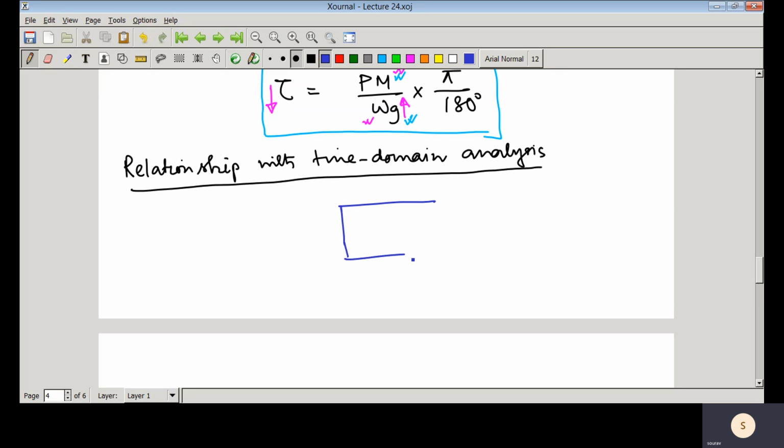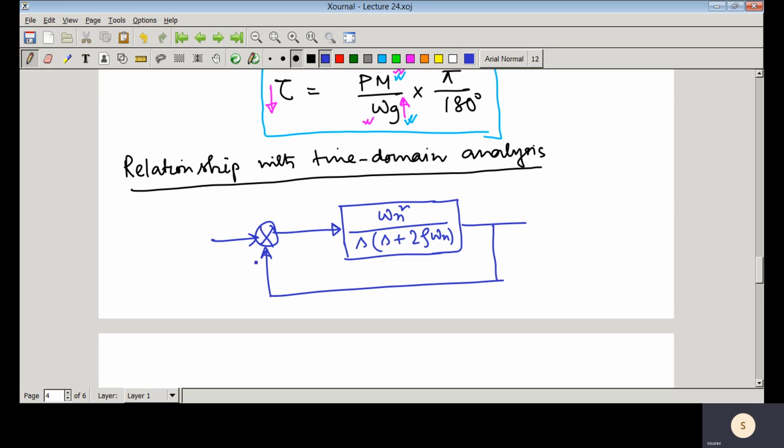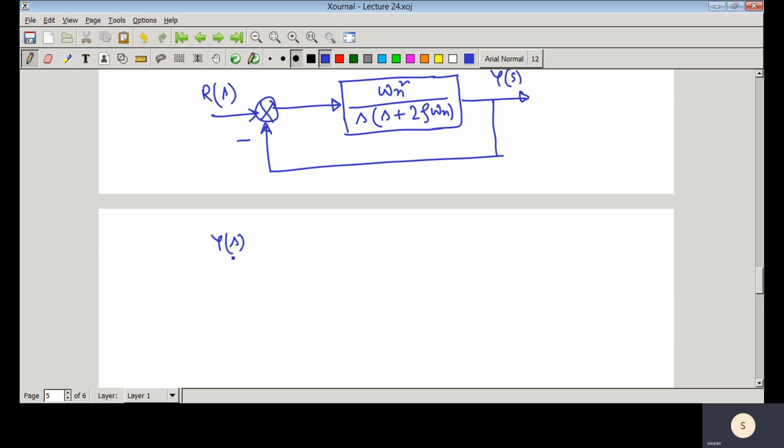So here we have the loop transfer function, omega n square by s into (s plus twice zeta omega n), and if we close that loop with negative feedback, with this being the reference command and this the output, what is the closed loop transfer function? Y(s) by R(s) would be, in the standard normalized second order transfer function form, omega n square by (s square plus 2 zeta omega n s plus omega n square), and we have seen that this is characterized by two terms, zeta and omega n, that is the natural frequency and damping ratio.